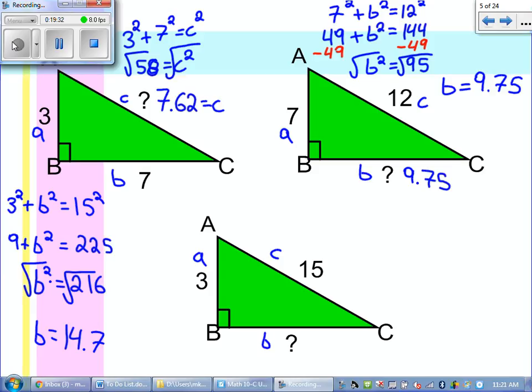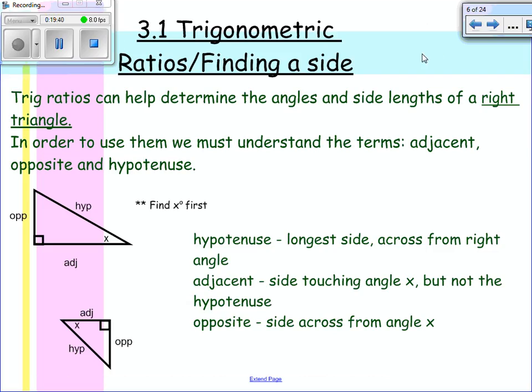Luckily for us, we don't spend a lot of time on Pythagoras. So we're going to keep going into 3.0.